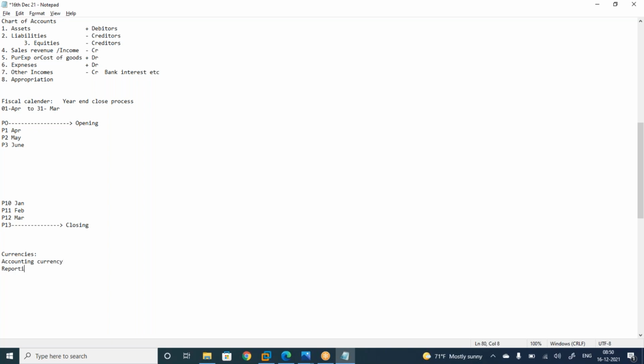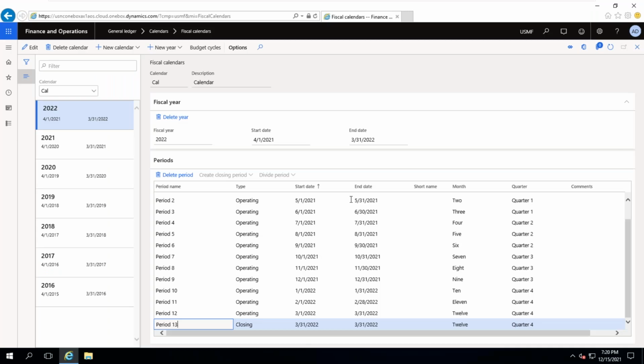reporting currency, transaction currency. Any transaction, if it is posted, will show you three currencies: accounting currency, reporting currency, and transaction currency. Let me show you this one.